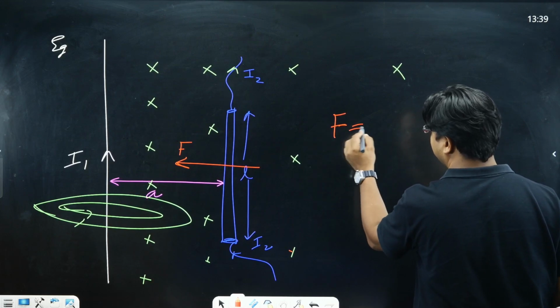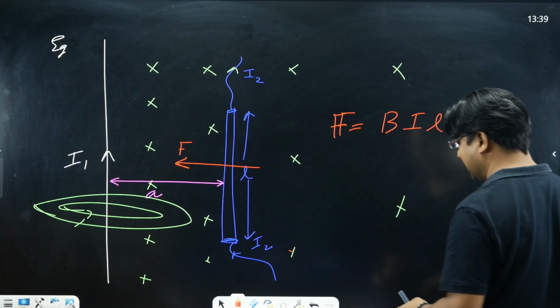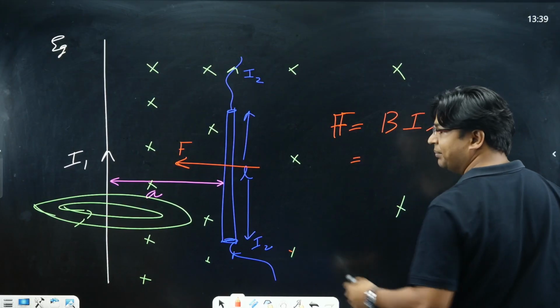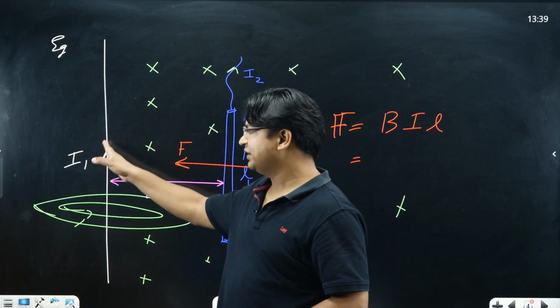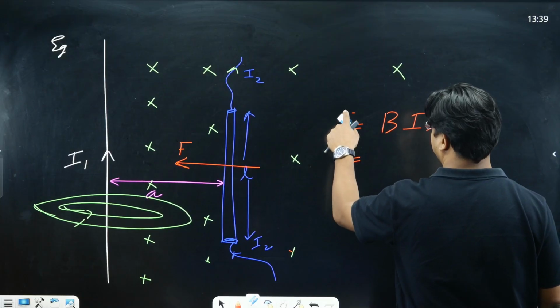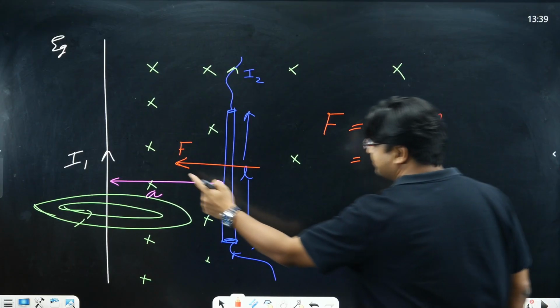So this force will be written as BIL. Now the question is which B, which L? The B that we are going to use will be the magnetic field produced by this wire. So B is because of the infinite wire.